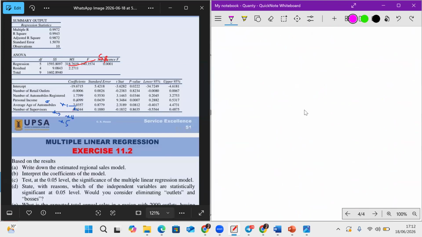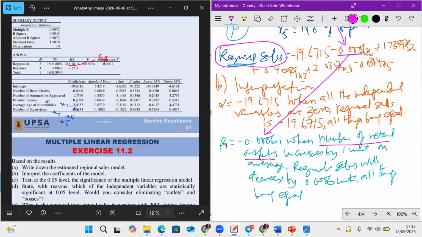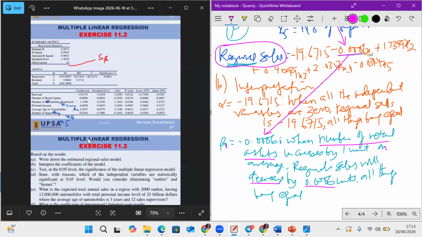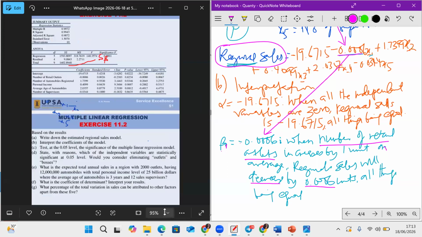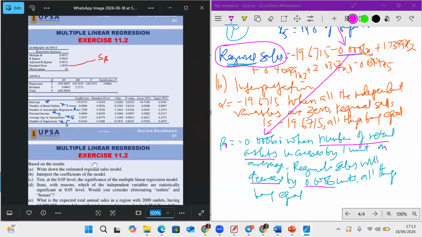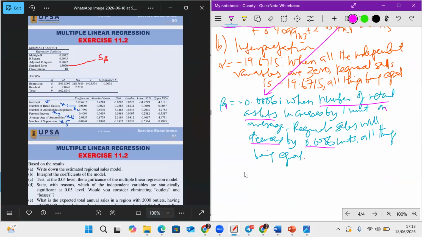So when the number of retail outlets, X1, increases by 1 unit, let's assume that, on average, regional sales, the coefficient, is it negative or positive? It's negative. So regional sales will decrease by that number of units. When you say decrease, don't bring the negative again. All things being equal. Are you good? Yes, sir. Good. Are we good? Yes, sir.